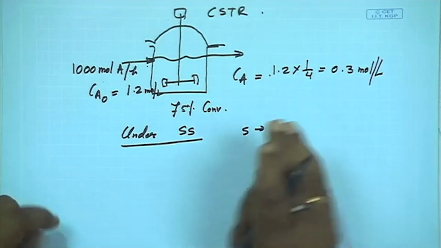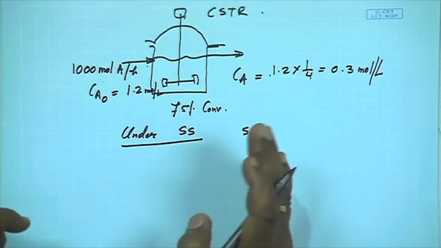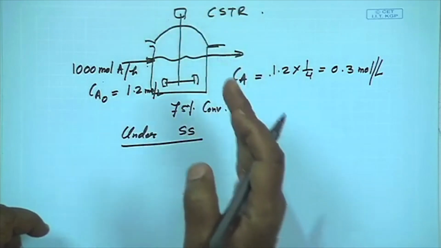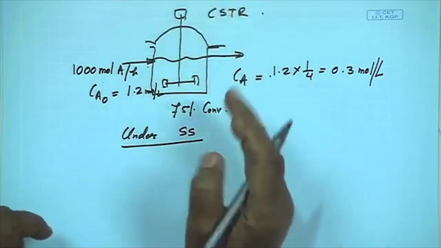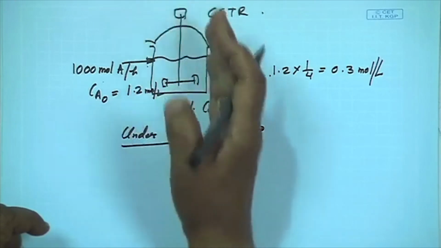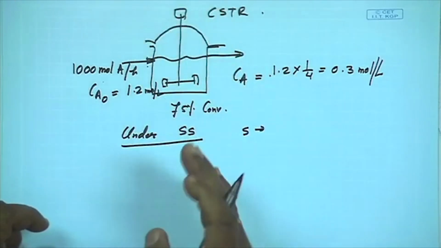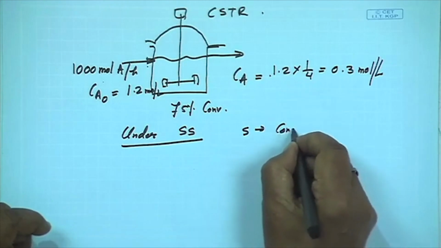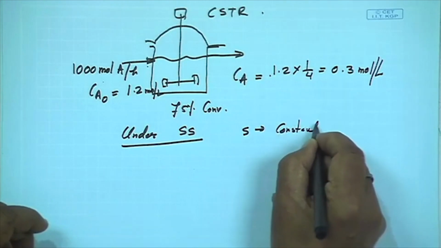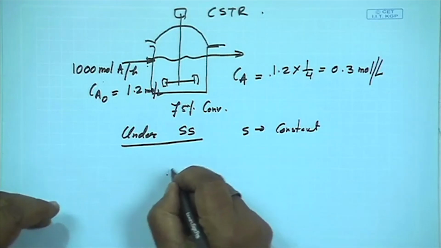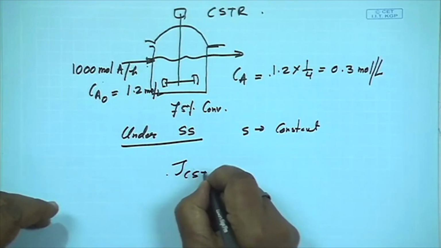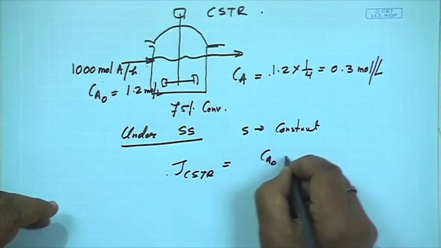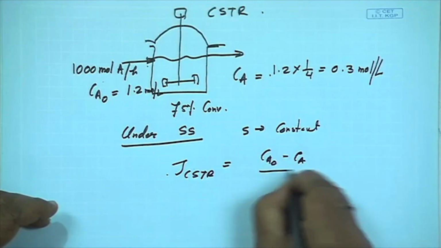Why is it steady state? How do you define the steady state? When the concentration of the different components present in the reaction mixture remains unaltered with respect to time, in different sections of the reactor. So, if S is constant, then the rate of reaction will be constant, then your tau CSTR, as we have already seen, is equal to (Ca0 minus Ca) by minus Ra.